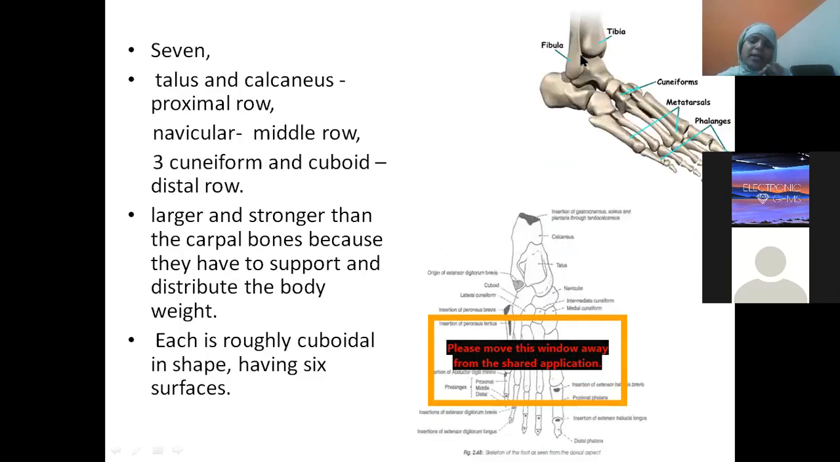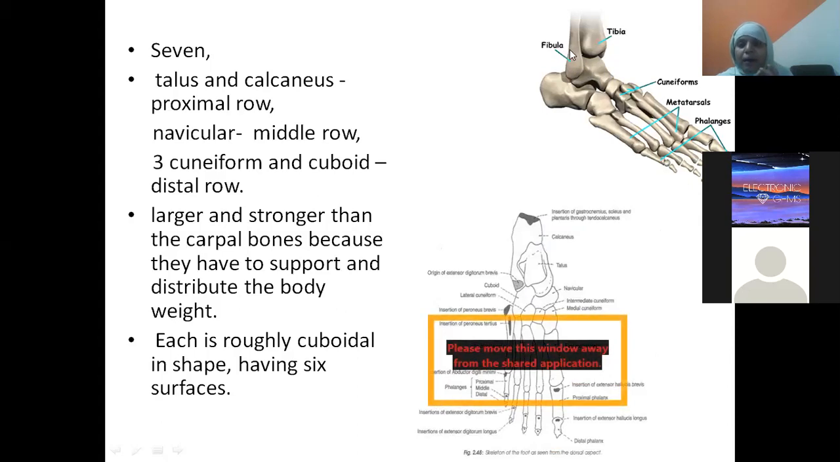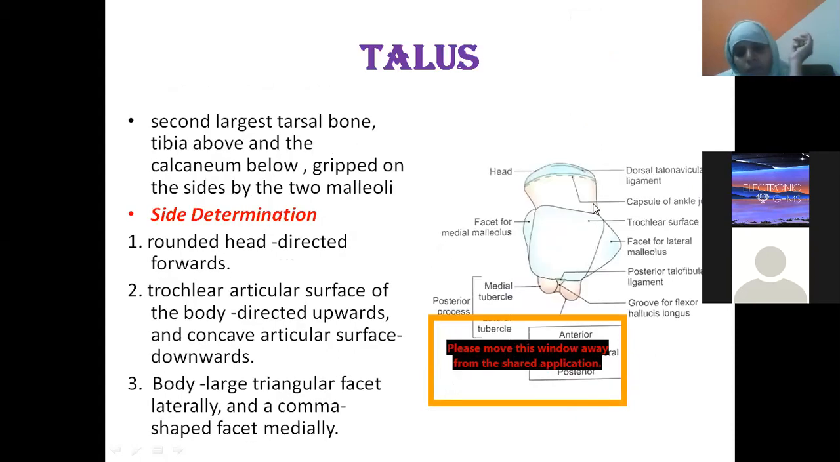The ankle joint is formed between the superior aspect of the talus, which is articulating with the inferior aspect of the tibia. On the medial side, the comma-shaped articular surface of the talus is articulating with the medial malleolus. On the lateral side, the large triangular articular facet is articulating with the fibula. Is that clear, or do you want me to repeat?